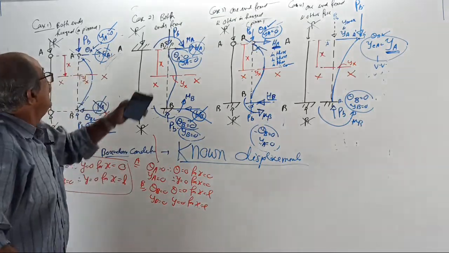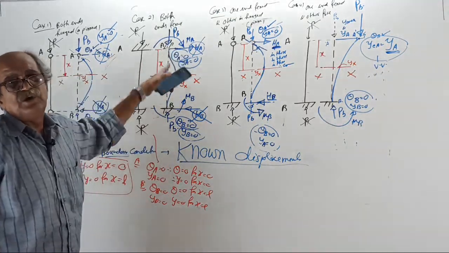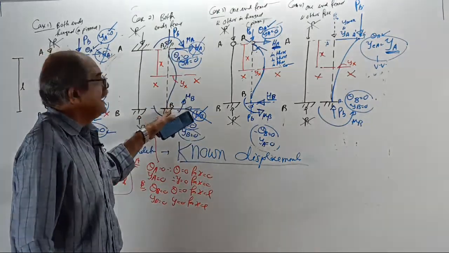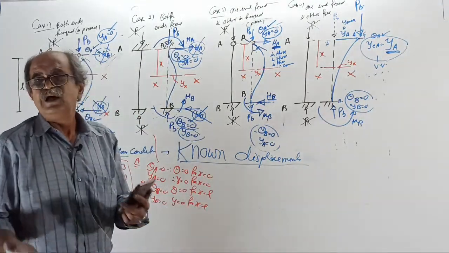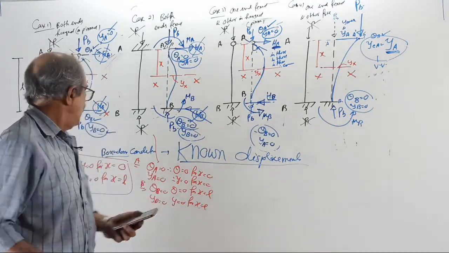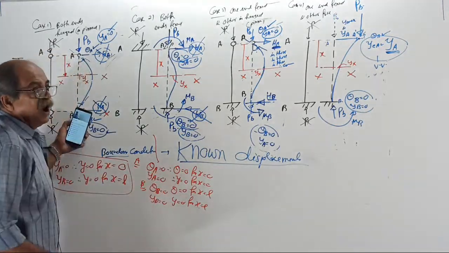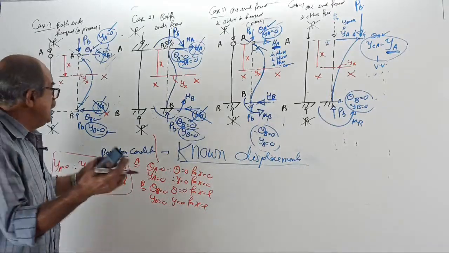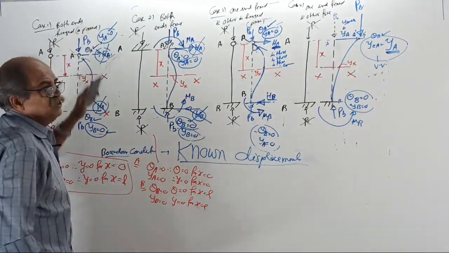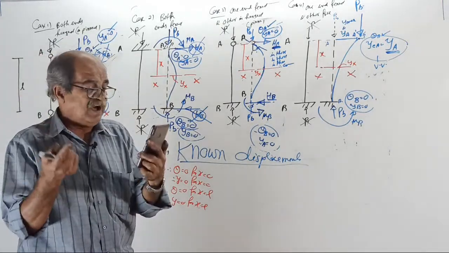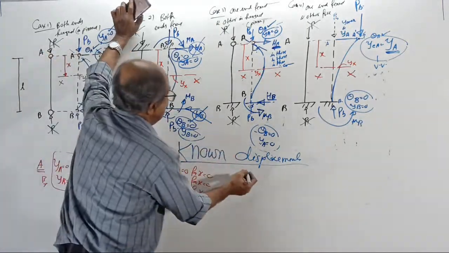Clear or not? X equal to 0, theta 0, X equal to 0, Y 0, X equal to L, theta 0, X equal to L, Y 0. I can use any one first. I usually use Y first, not theta. When I solve, I usually use Y first, then theta. Okay, start this question.